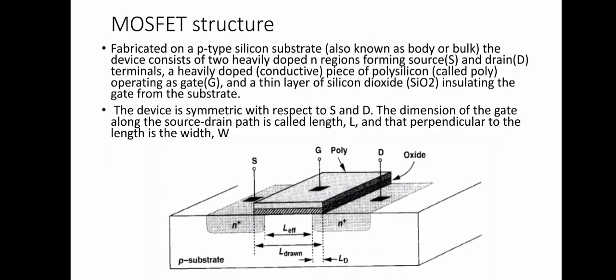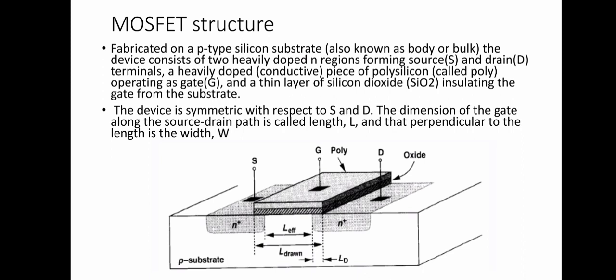About the structure of the MOSFET: it is fabricated on a p-type silicon substrate, also known as the bulk or body of the device. You can see the substrate is p-type and the device consists of two heavily doped n regions forming the source and drain terminals of the MOS, and a heavily doped piece of polysilicon operating as the gate, with a thin layer of silicon dioxide insulating the gate from the substrate. Hence it is called an insulated gate field effect transistor. This device is symmetric with respect to source and drain.